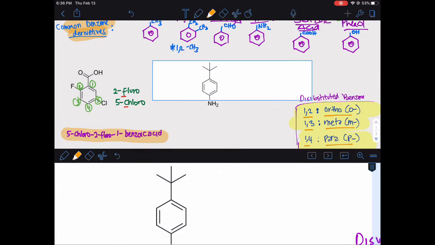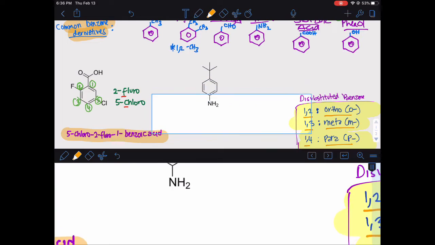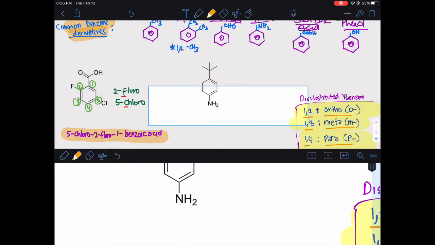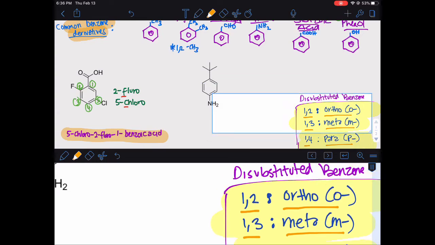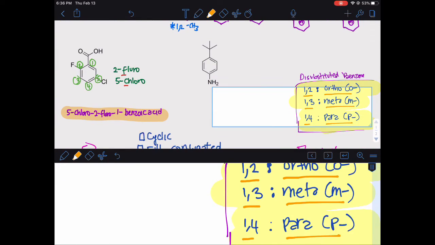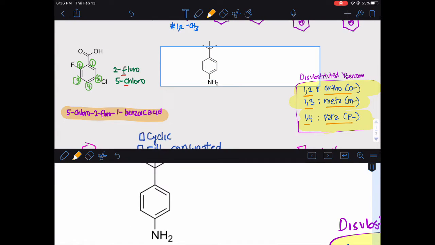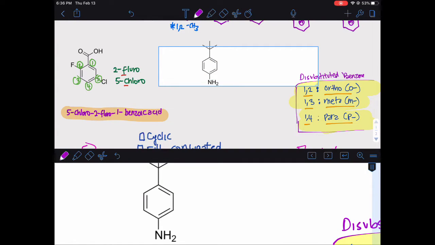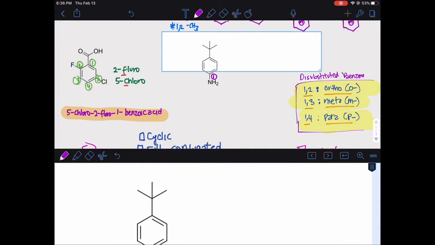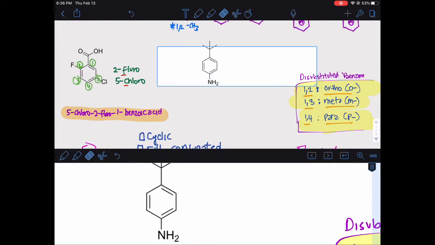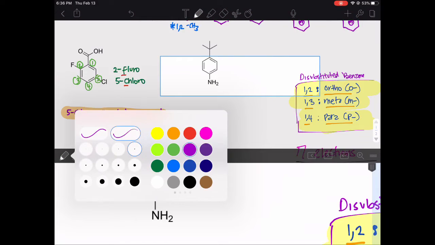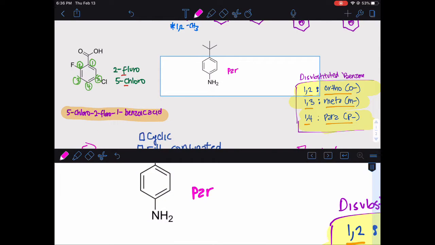Now let's look at this. What we notice here is that this has 2 substituents, right? So that means it's disubstituted. So what we need to use as a prefix is one of these, and that's going to be determined by the proximity of the substituents. So say this is location 1, this would be location 4, right? They are across from each other, so that's para. So we know that the prefix we're going to use is para or P.